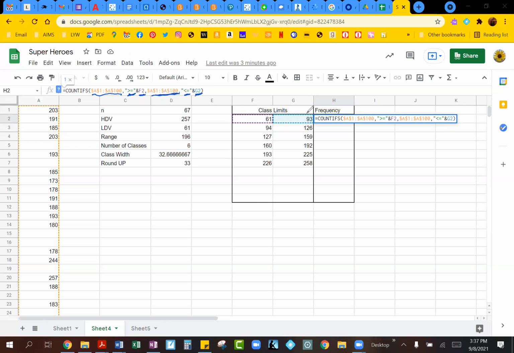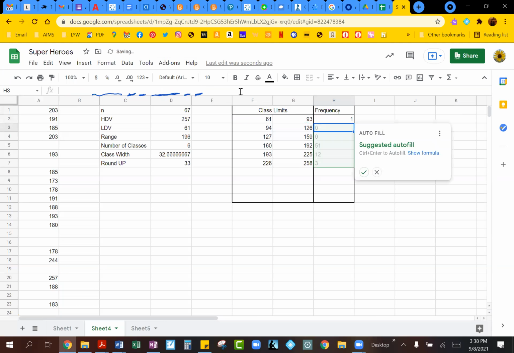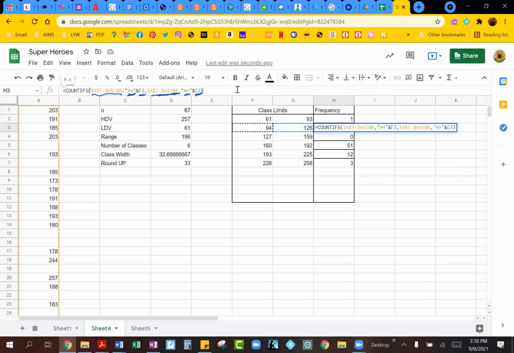And you will see it is going to calculate for us. And we don't have to use sorting or anything like that. And we only had one value going from 61 to 93. And it's suggesting autofill because, again, I have used cell numbers instead of the actual data value. So you can see it automatically types in F3 and G3 for us. In the next one, I've already got F4 and G4. So it will automatically pick the cells as you go down your table.